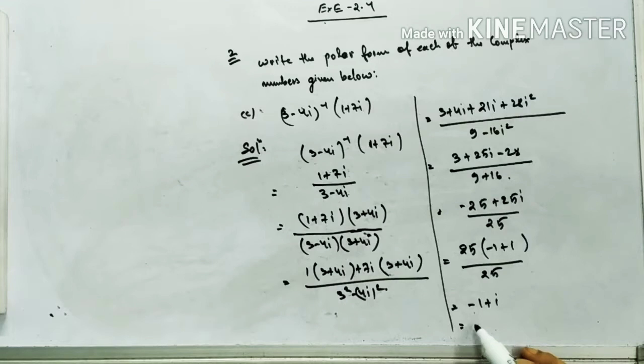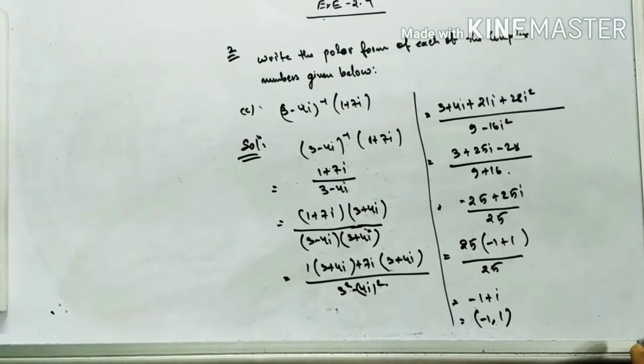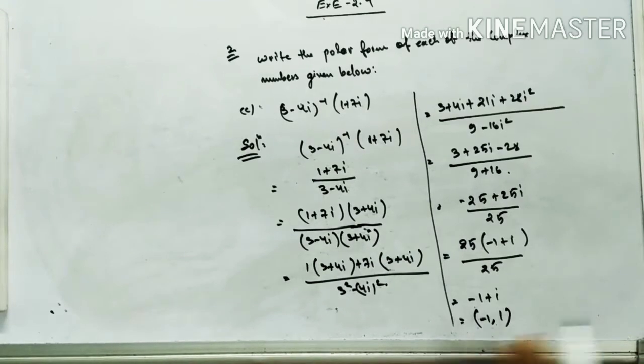So this is equal to minus 1 comma 1, I can write. Yes, this is equal to minus 1, or you can take let z is equal to this one. No problem. This is equal to minus 1 comma 1, I can write. Finished.